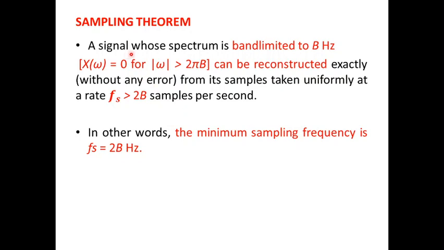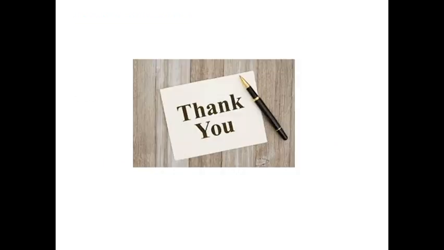Hence, the sampling theorem states that a signal whose spectrum is band limited to B hertz can be reconstructed exactly without any error only if the sampling frequency is taken at fs greater than 2B samples per second. So in the consecutive video, we will be seeing the proof of this particular sampling theorem.